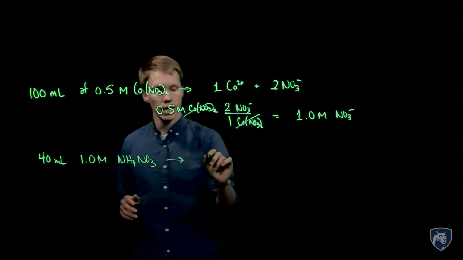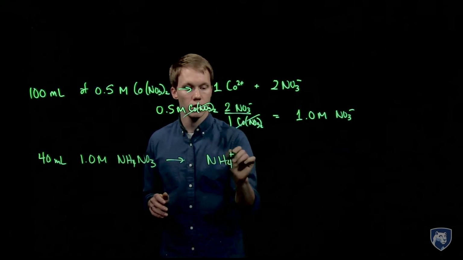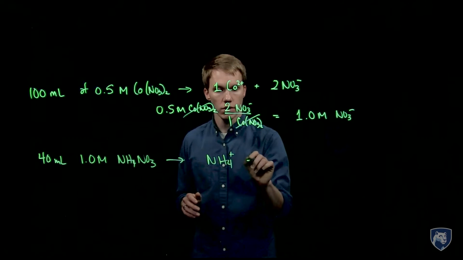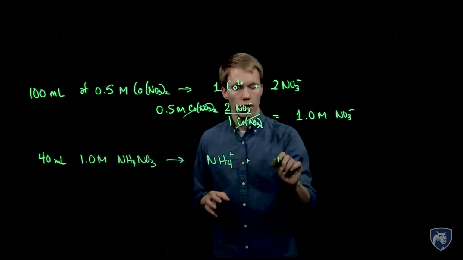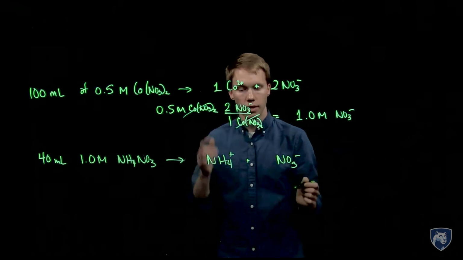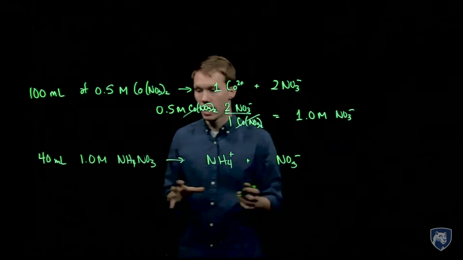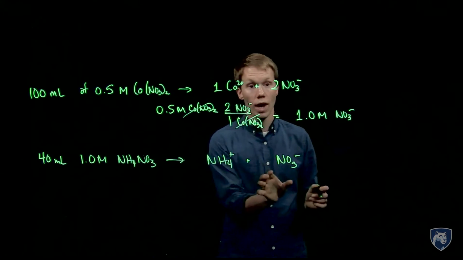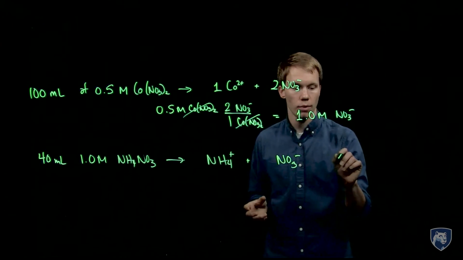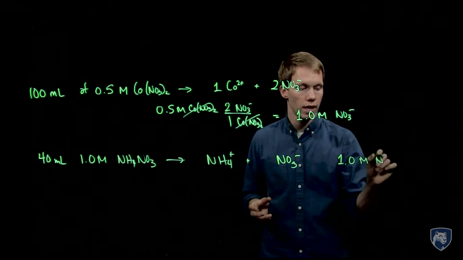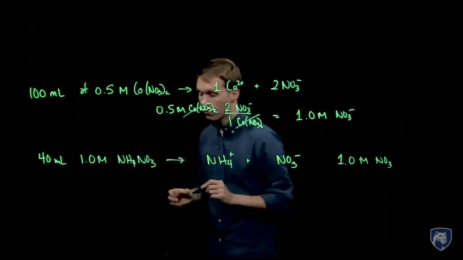So this would dissociate into NH4+. This is one of our exceptions to that metal-nonmetal ionic compound, and 1 nitrate ion. So the ratio here is 1 to 1. I don't need to work out that math. I will end up with 1 molar nitrate ion concentration.